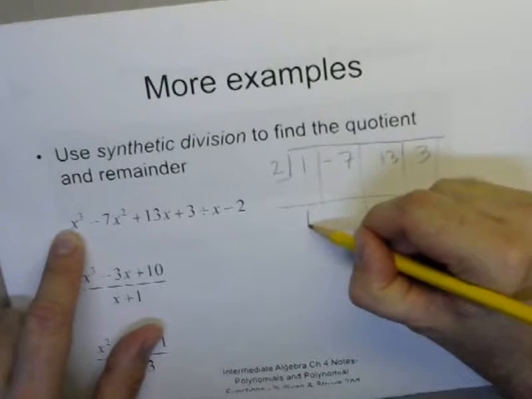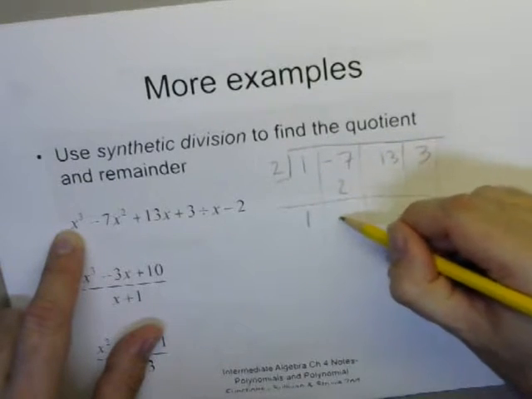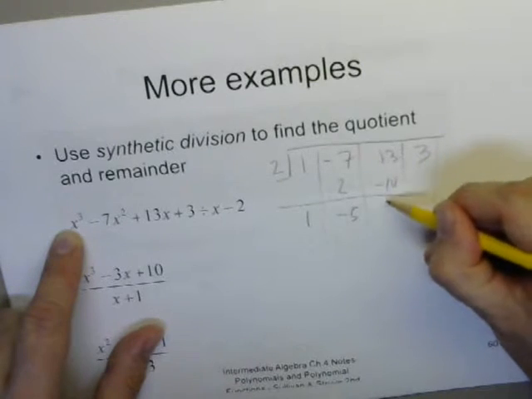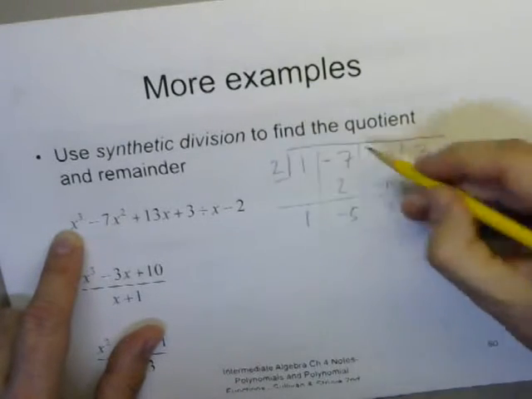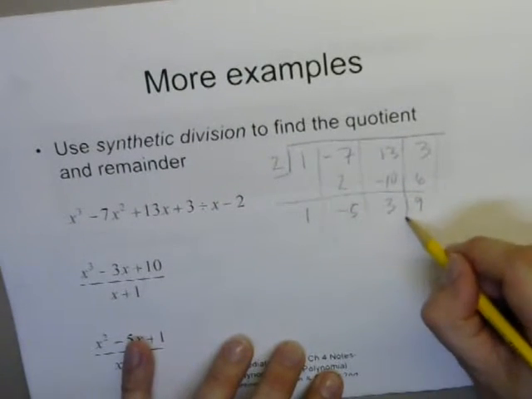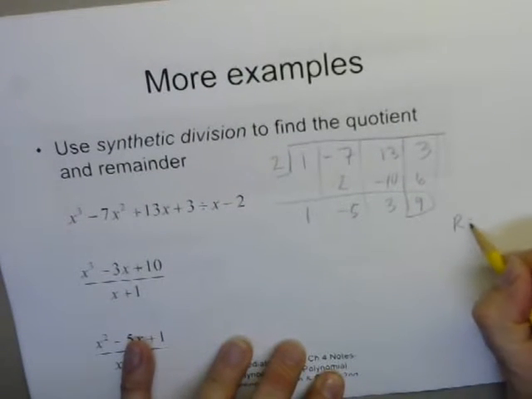Then bring down the 1. 1 times 2 is 2. Add those together gives you -5. -5 times 2 is -10. Add those together gives you 3. 3 times 2 is 6. Add those together gives you 9. Right? So in this case, this would be the remainder. So the remainder would be 9.